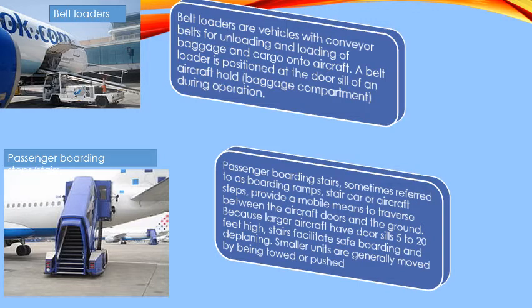Next thing is belt loaders. A belt loader is again a conveyor belt. It is for the transportation of cargo and baggage. Next, passenger boarding. You can see where the passenger boarding stairs are. It is referred to as a boarding ramp or the stair car of an aircraft. Larger aircraft have door sills of 5 to 10 feet, so there is a height difference. In order to facilitate boarding, stairs are used. It is the passenger boarding stairs, you can say.